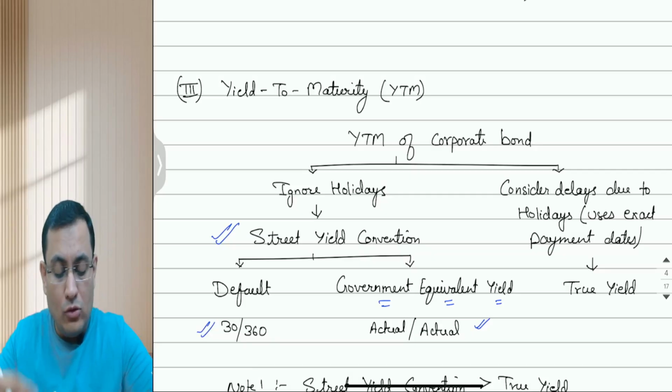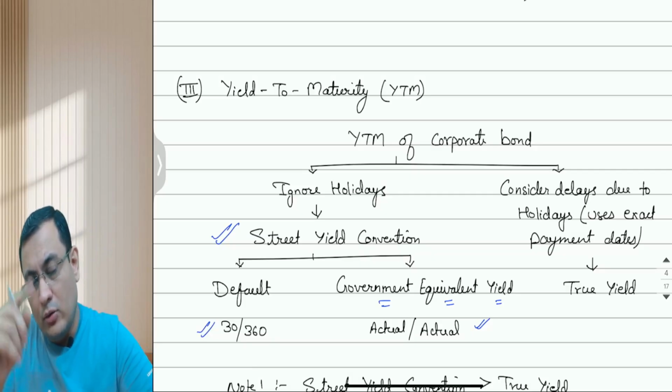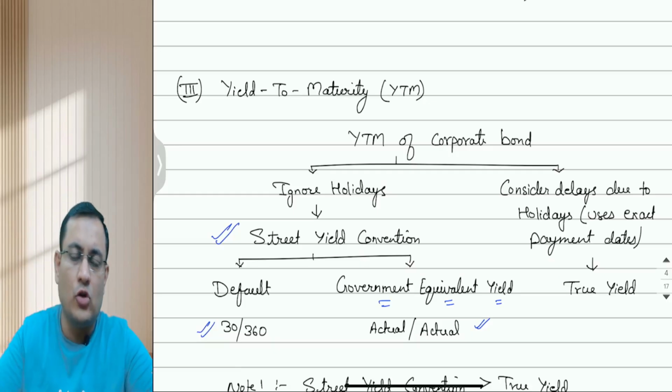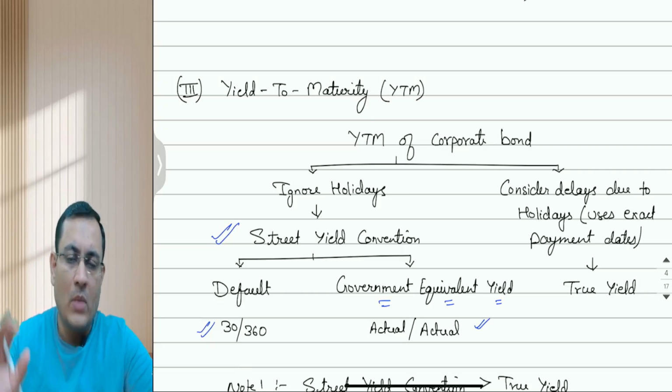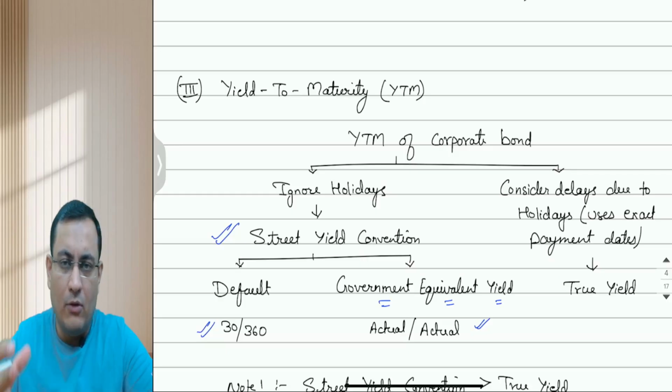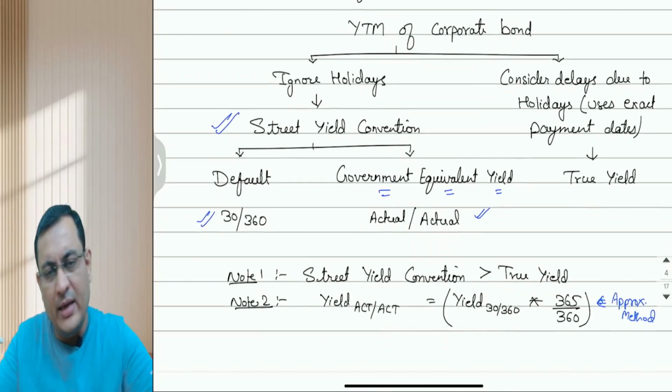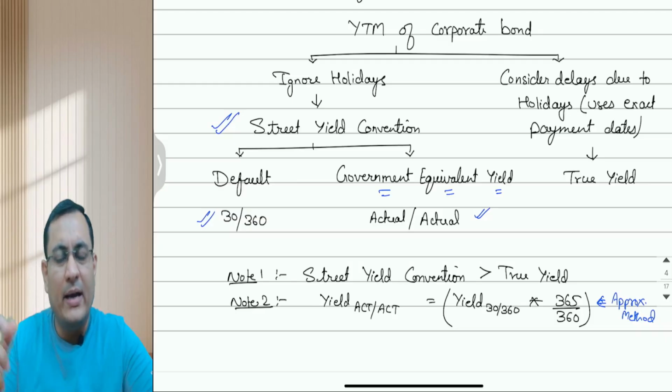Next, how to calculate this 30 by 360 into actual by actual? Do we have any shortcut formula? We have an approximation formula. Not exact, but a very insignificant difference will be there.